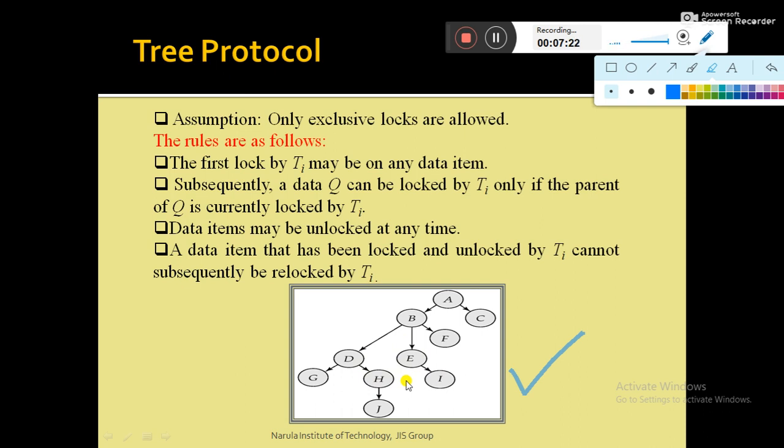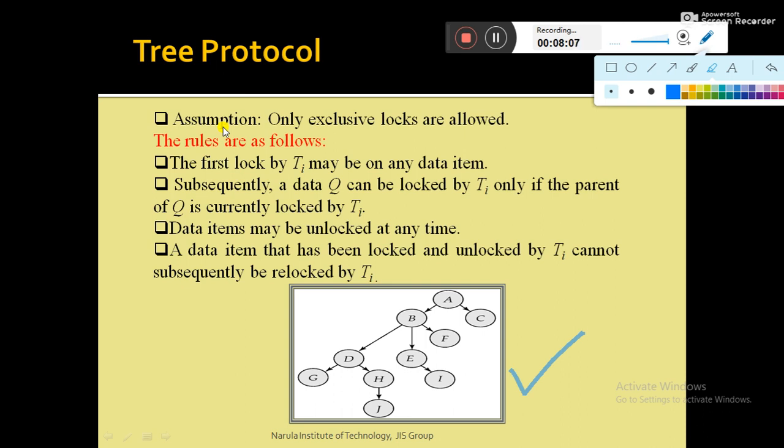Now once the database graph is completed, we have to implement the tree protocol. The tree protocol will read the database graph and ensure conflict serializability. Now what is the tree protocol? Some assumptions have to be made for it. First, in the tree protocol only exclusive mode locks are allowed. Another assumption is that a data item can be locked only one time. So these are the two assumptions being made.